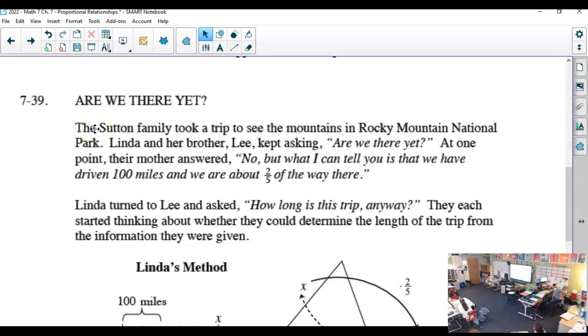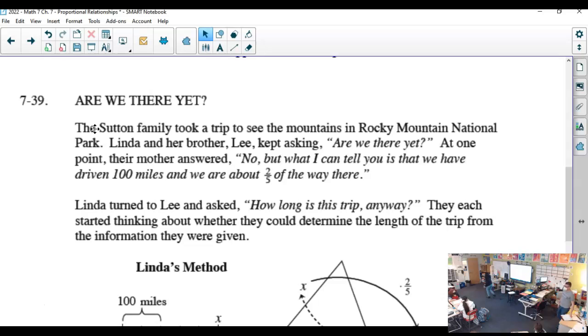The Sutton family took a trip to see the mountains in Rocky Mountain National Park. Linda and her brother Lee kept asking, "Are we there yet?" At one point, their mom answered, "No, but what I can tell you is that we have driven 100 miles and we are about 2/5 of the way there."